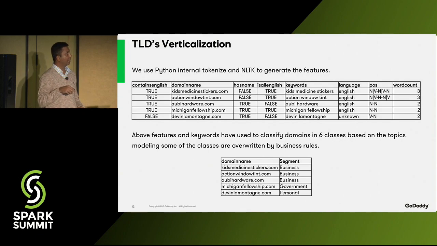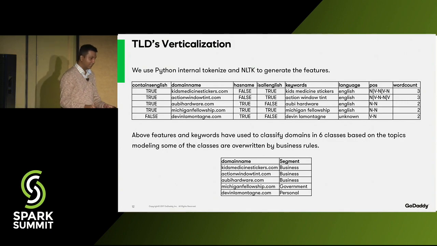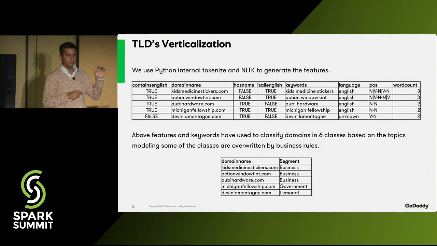These are the features we are generating from the tokenizer. This is the domain name, okay? For example, kidsmedicinetickers.com. First it will check the language, whether this domain is English or not. Second, whether it has a name or not. Name means any geographical name, anything other than English, Spanish, or French language. If it has a name and is English, then it will generate the keywords. It will tokenize all the keywords, check the language, and create the POS tag. It will generate the metrics of the POS tag and the number of words in the particular domain. These are very useful metrics for our business, so that we can use these features for any kind of modeling. Then using LDA, we are classifying this domain into the 6 different segments. These are a couple of examples here.